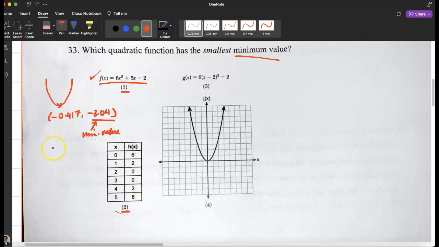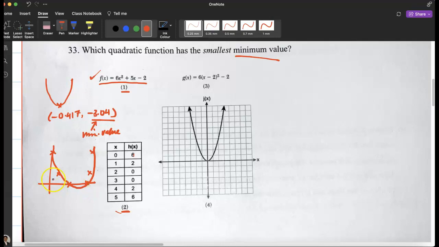Now say if you try to plot this: 0, 6; 1, 2; 2, 0; 3, 0; 4, 2; 5, 6. So that means your quadratic would be like this. Now what would the minimum value be here?